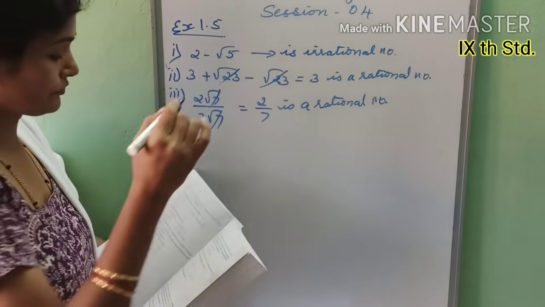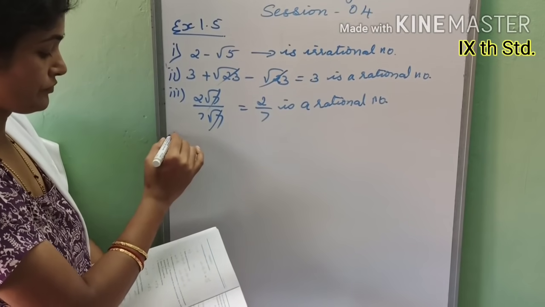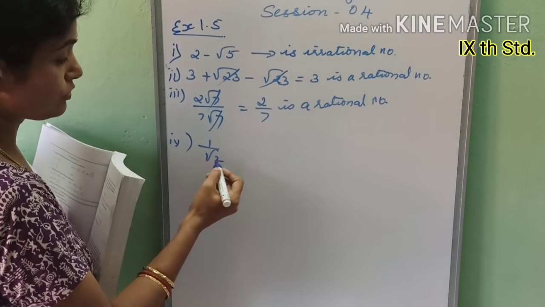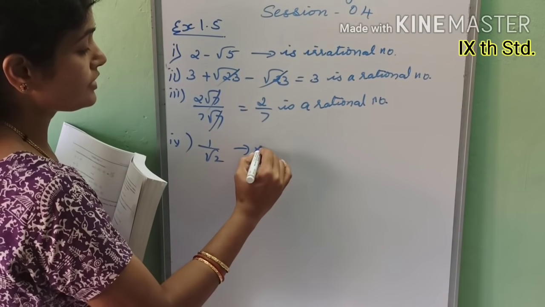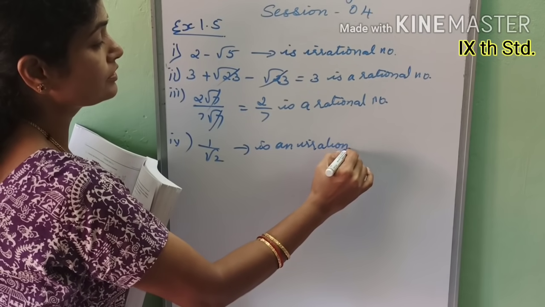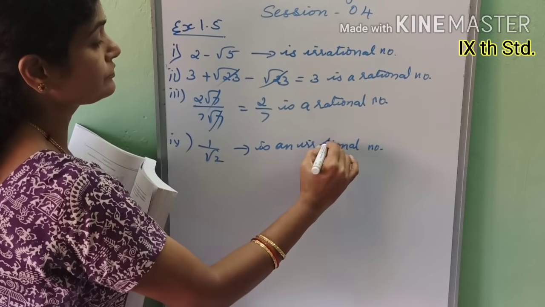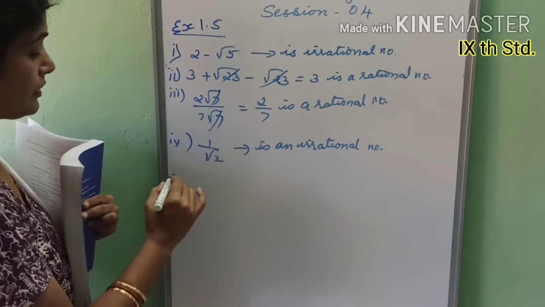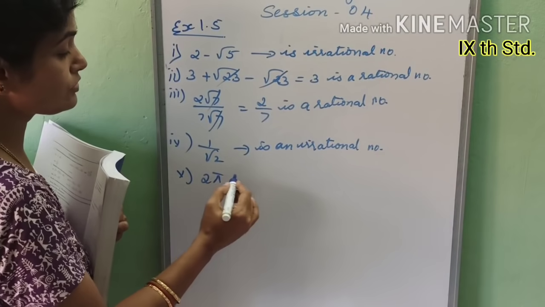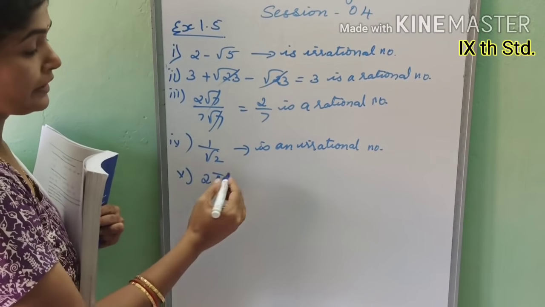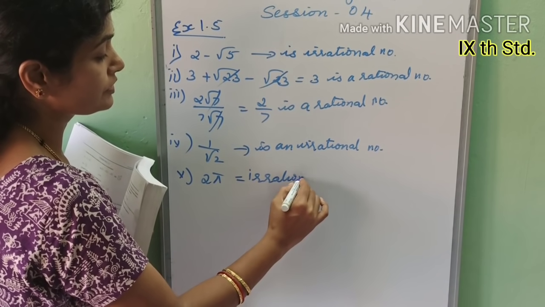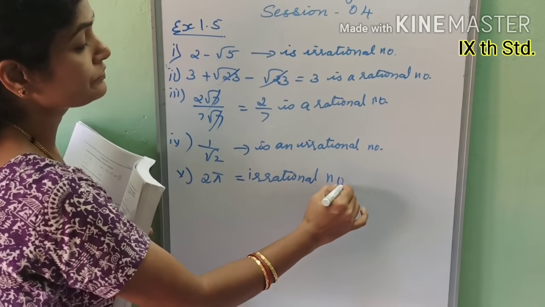Rational number. Next, fourth one, 1 by root 2. Root 2 is in the denominator. So root 2 is an irrational number. Okay. Next, 2 pi. Pi, already we know that it is an irrational number. So 2 is multiplied to pi. This is also an irrational number. Okay.